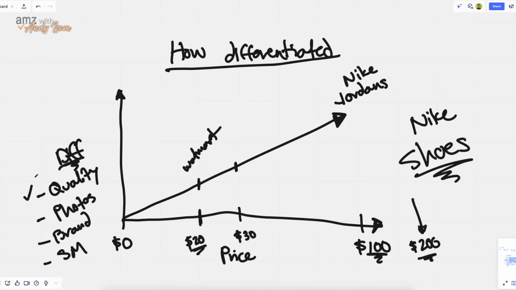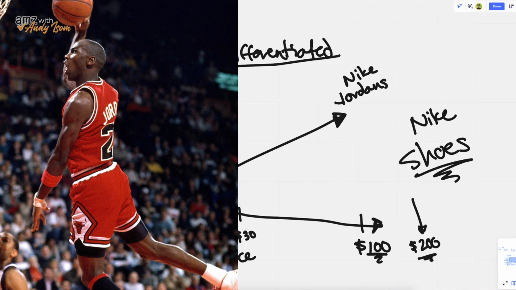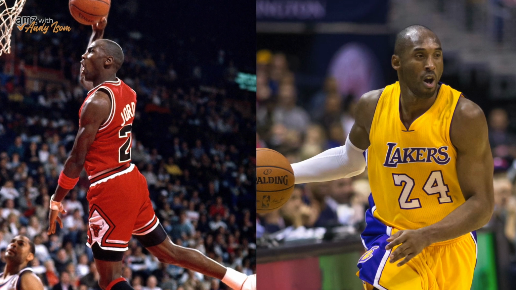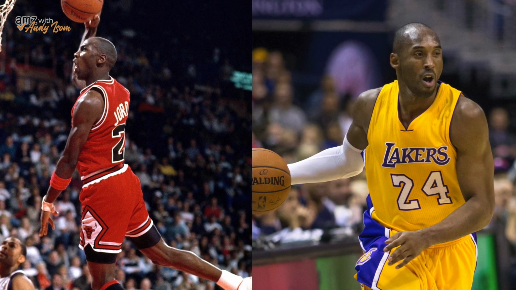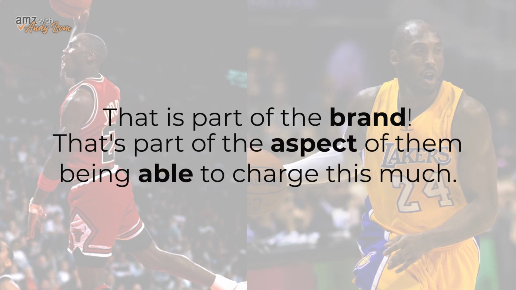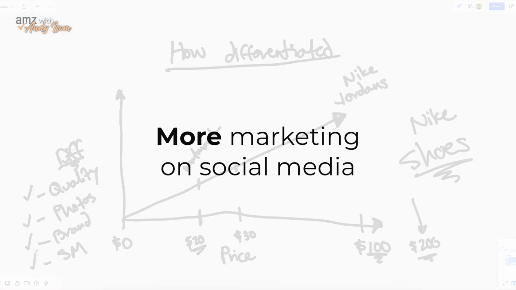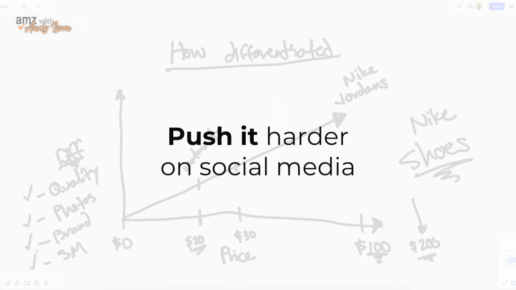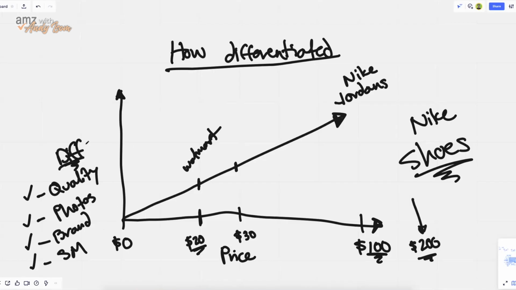Well, it's because they have higher quality shoes, made with higher quality materials. They have much better photography and way better branding. Michael Jordan, Kobe Bryant, all these guys wearing their shoes, that is part of the brand. That's part of what allows them to charge this much. They also have more marketing on social media and push it harder there. So all those different factors play a part in the differentiation.